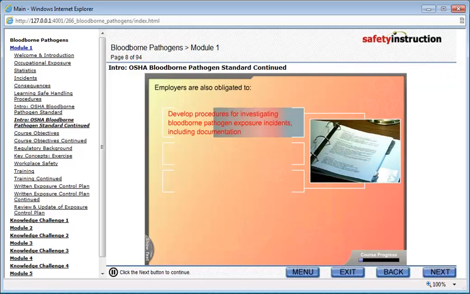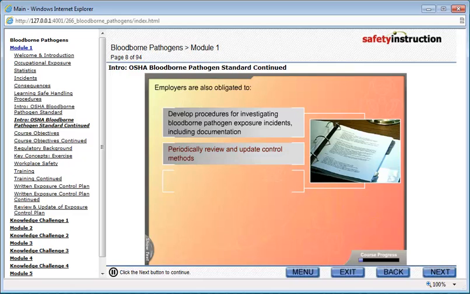Employers are also obligated to develop procedures for investigating bloodborne pathogen exposure incidents, including documenting all incidents and injuries. Periodically review and update control methods as new technologies become available, and actively solicit input from employees who have direct care responsibilities about possible improvements in control methods.